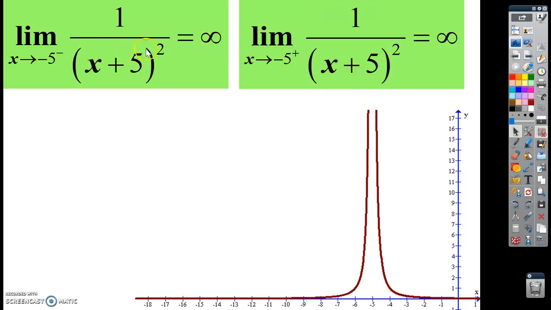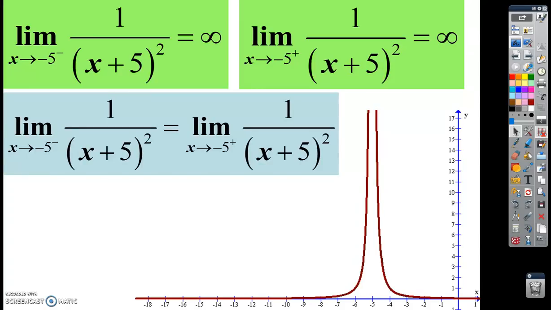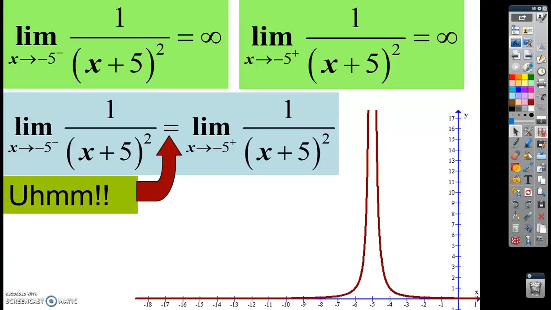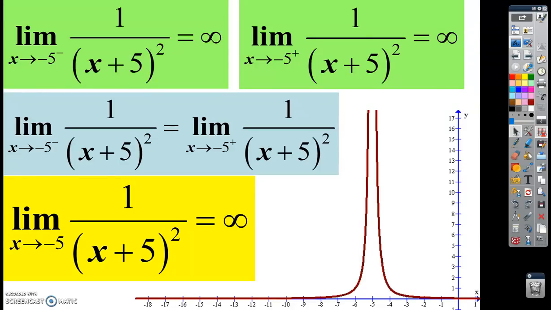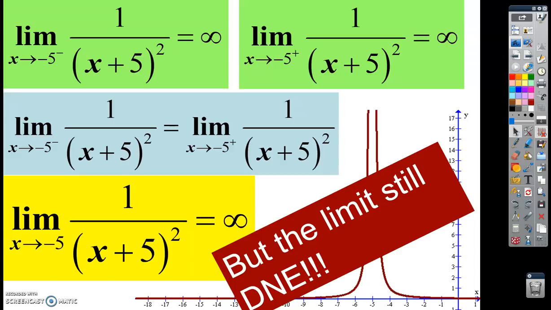So both, we would say that approaching from the left, we're going to positive infinity. Approaching from the right, we're going to positive infinity. And so they're equal, which normally means that the limit exists when the left-handed and right-handed limits agree. But in this case, we would say the limit doesn't exist, even though we can say it exists, but because we can't actually make it to infinity, the limit does not exist because we can't really get there.